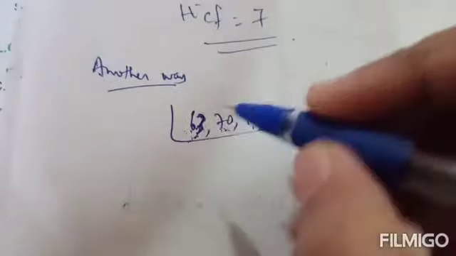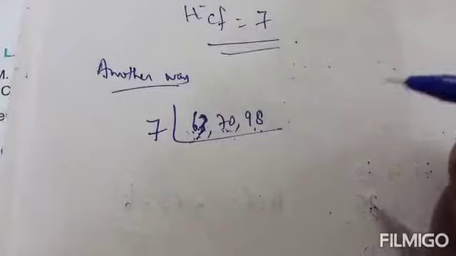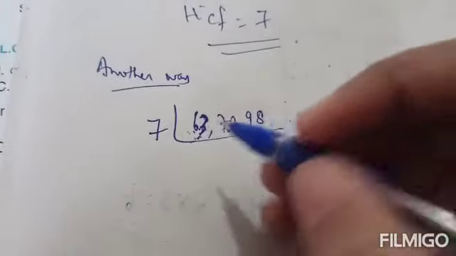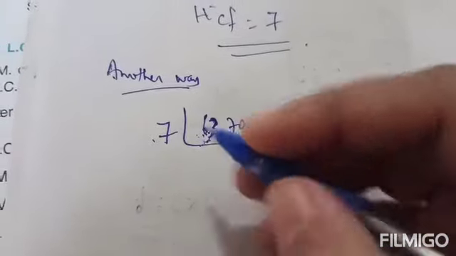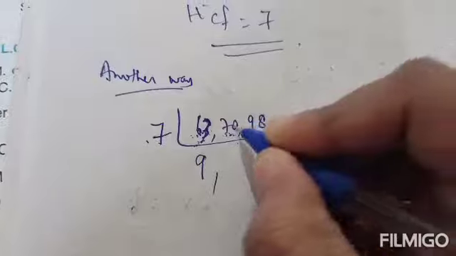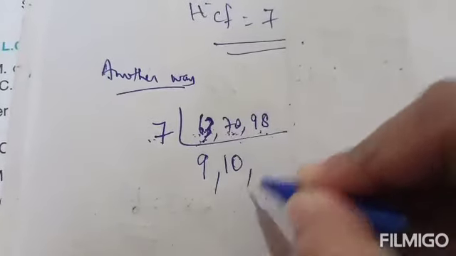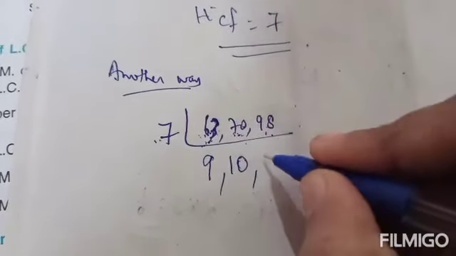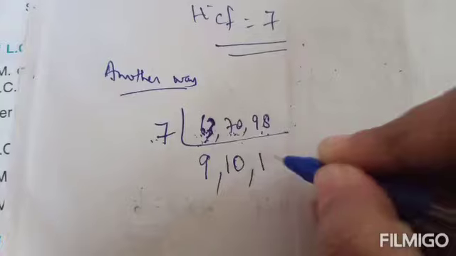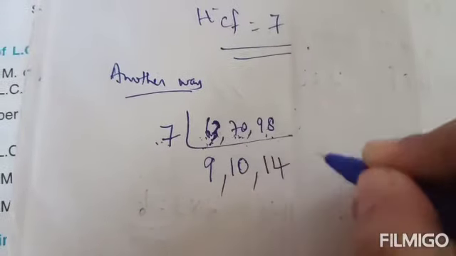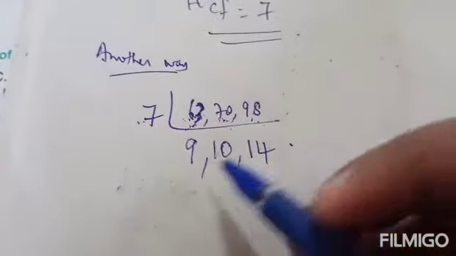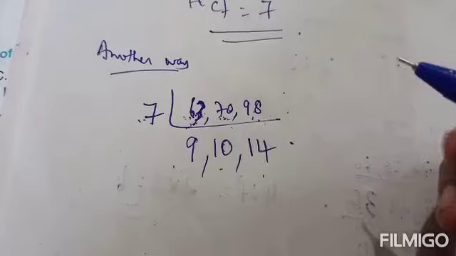Next 7. All these three numbers are divisible by 7. So you can take a 7. 63 division 7 it is 9. 70 division 7 it is 10. 98 division 7 it is 14.